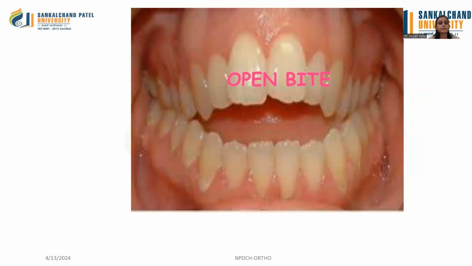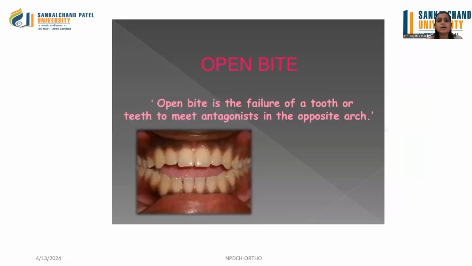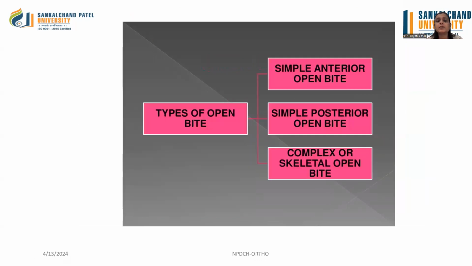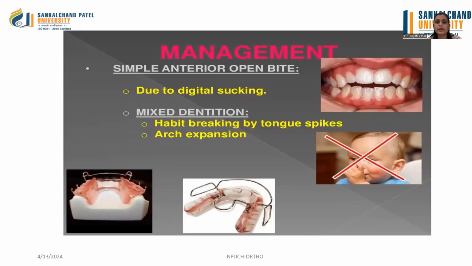Now comes the open bite. Open bite means there is failure of a tooth or teeth to meet their antagonist in the opposing arch. So there is development of the open bite. It is often associated with some habits, though it may not be. There are types of open bite: simple anterior open bite, simple posterior open bite, and complex or skeletal open bite.